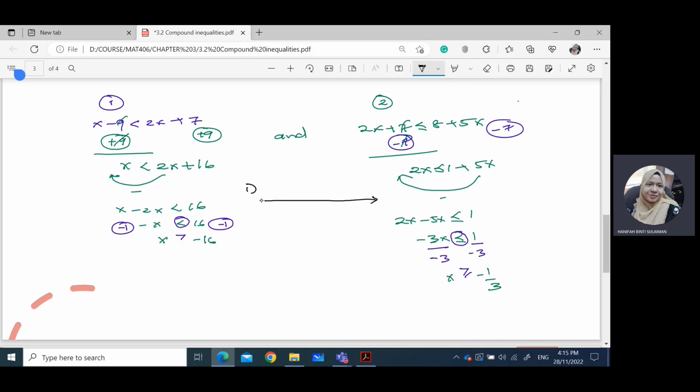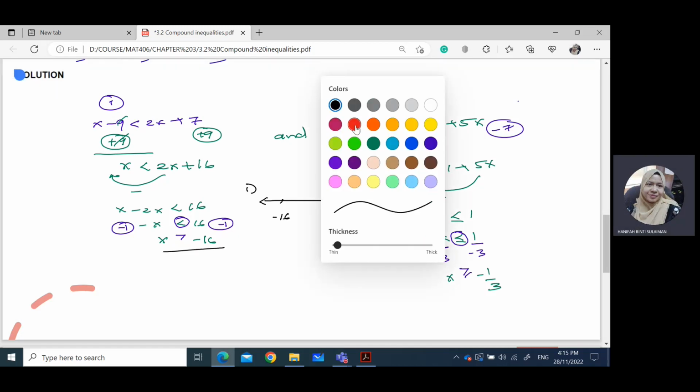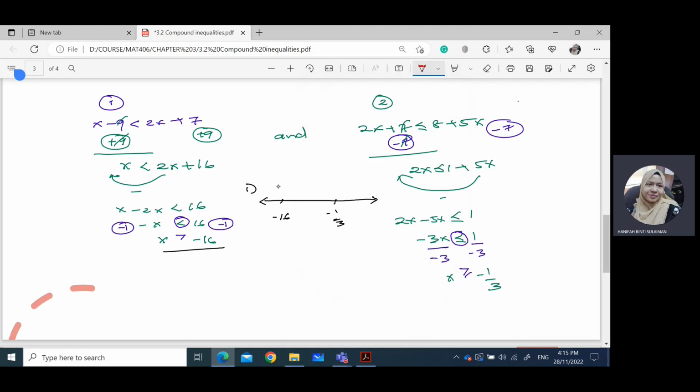So the first one is a number line. This is a number line. Position for negative 1 over 3 is here. Kat sini negative 1 over 3. Negative 1 over 3 is greater than negative 16, so negative 16 dekat sini. Alright, so kita buat ini. X is greater than negative 16. So on the number line, x is greater than negative 16 and it goes to the right, which goes to positive infinity.